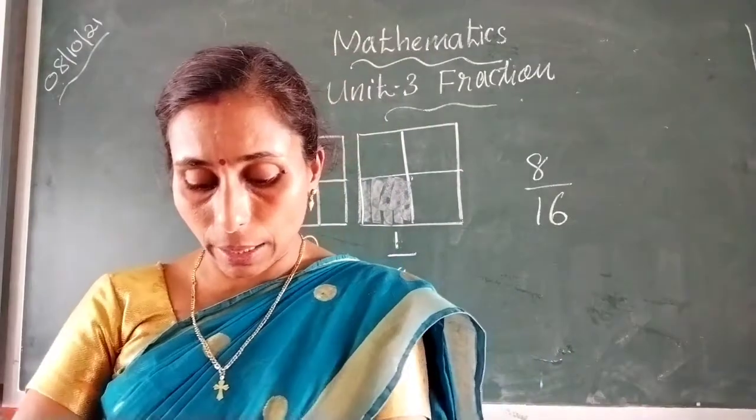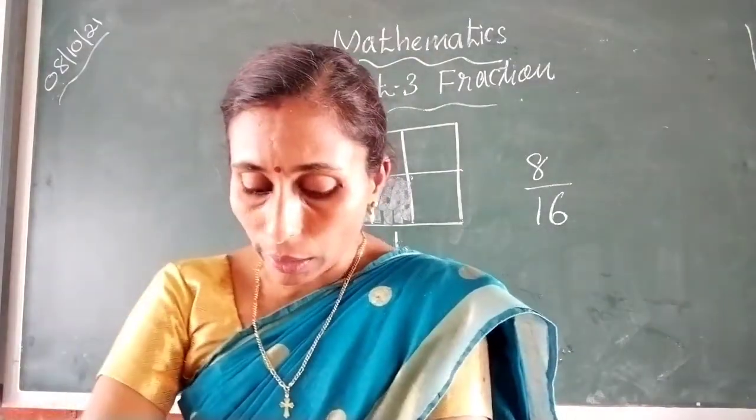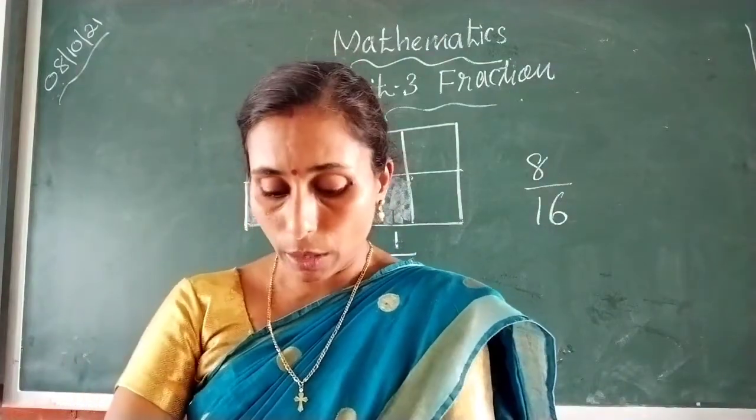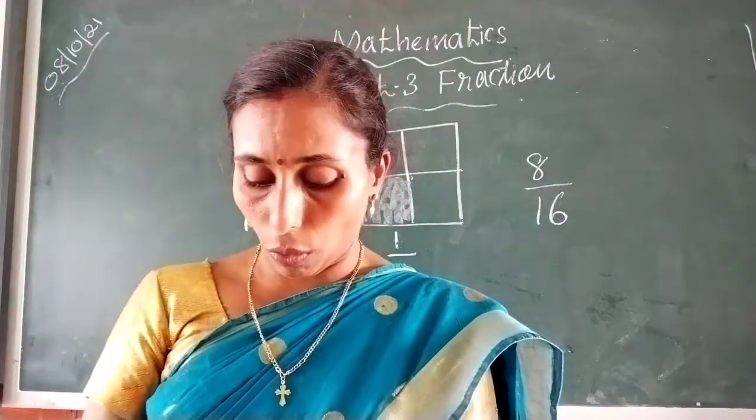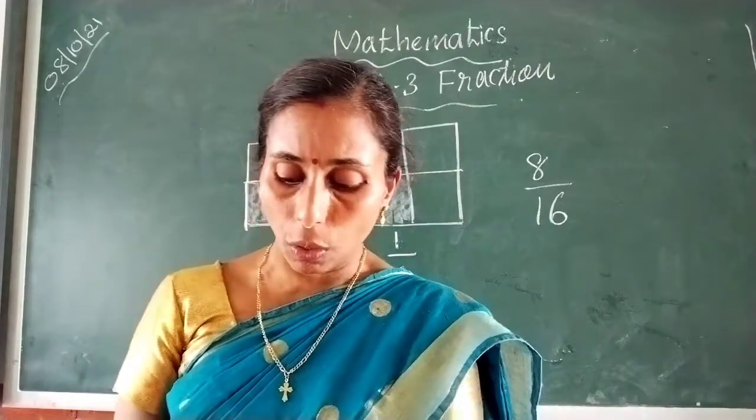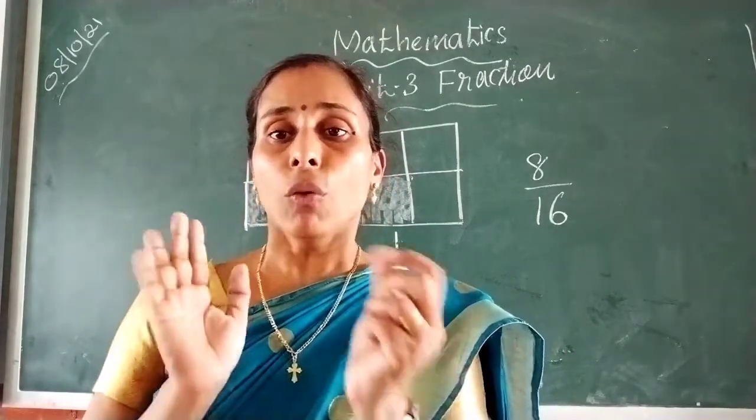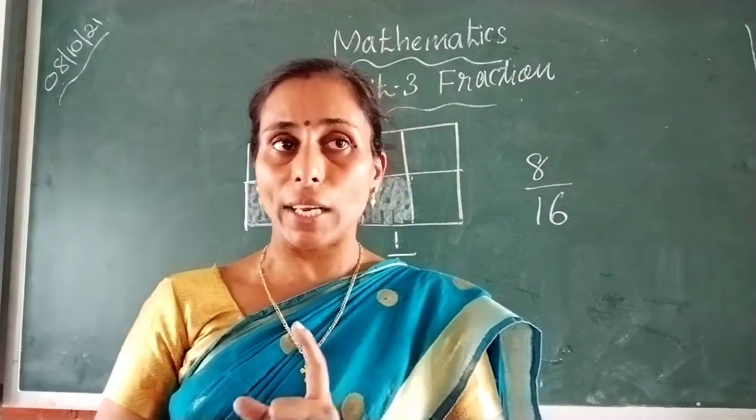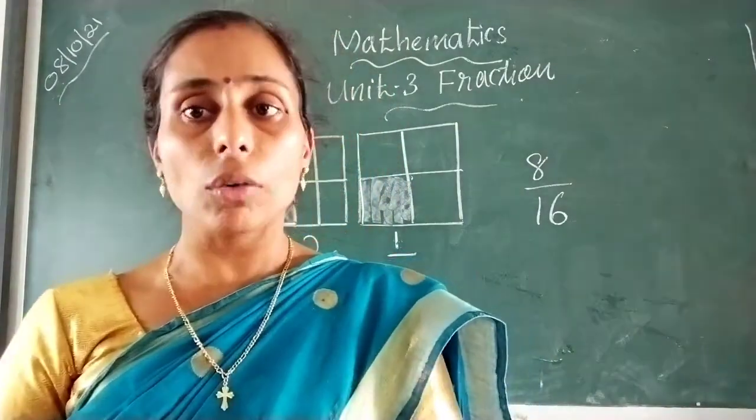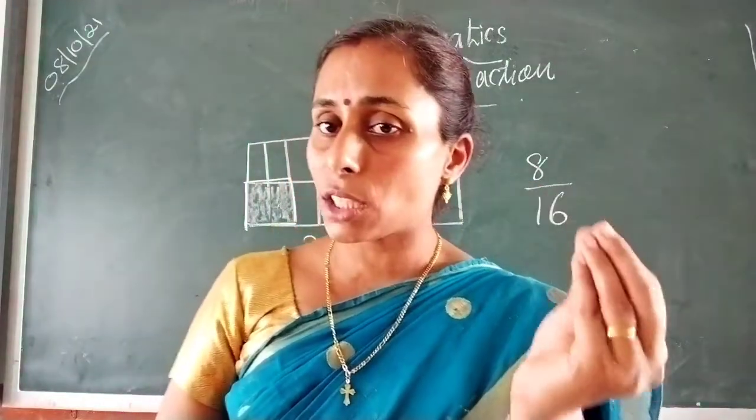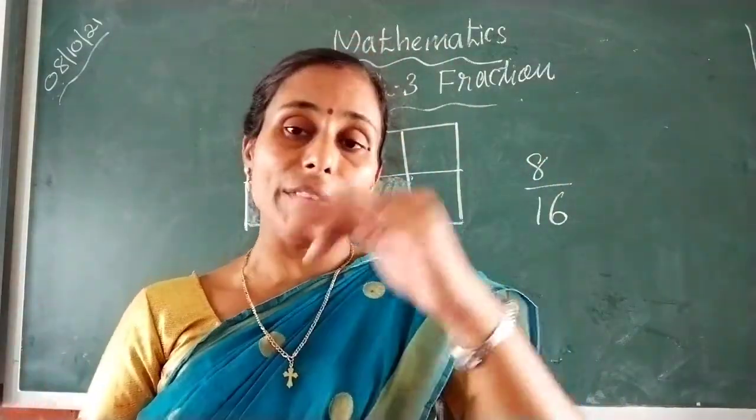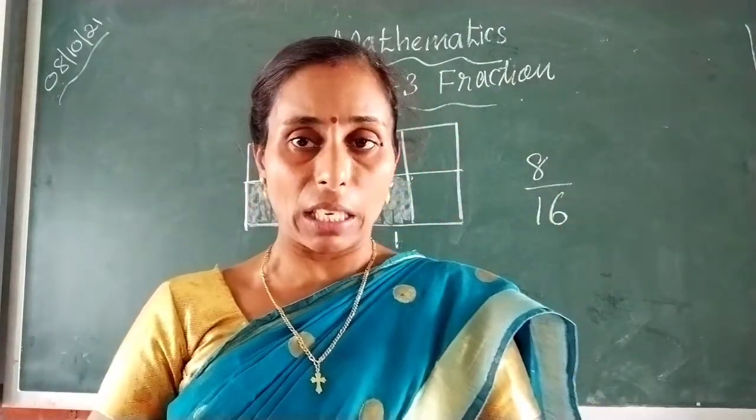Next, question number 3, find the next 4 equivalent fractions for each of the following fractions. Here 4 equivalent fractions we have to find. We can find a number of equivalent fractions, but in our question we have got the next 4. That is, continually we have to find the next 4 equivalent fractions.